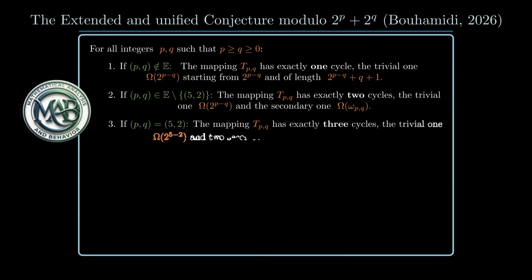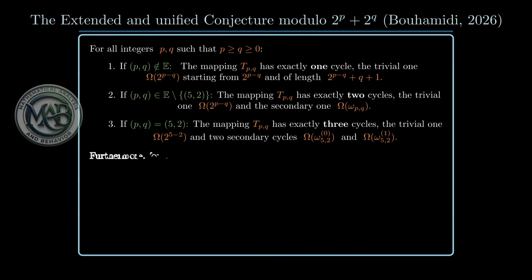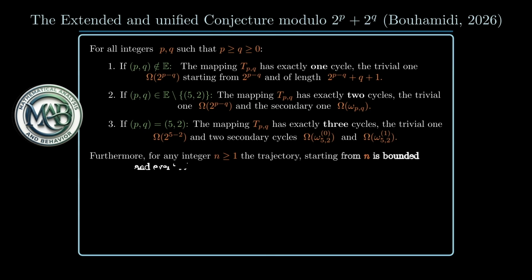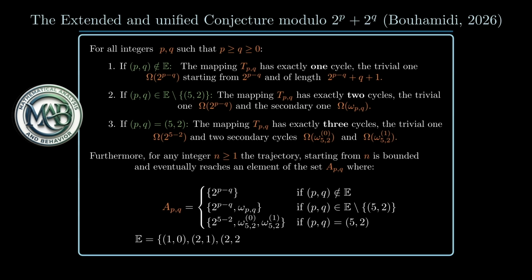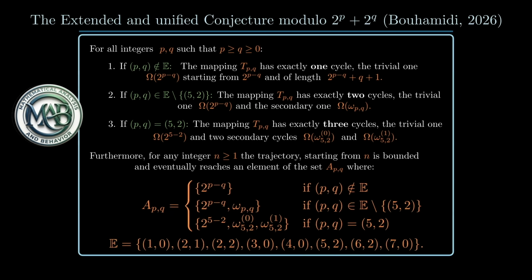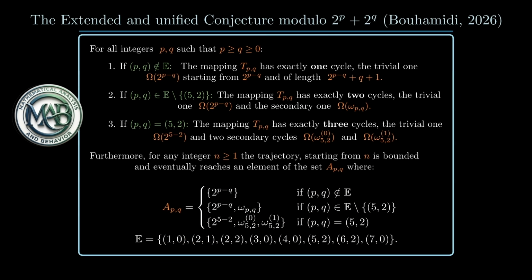Second, if the couple (p, q) belongs to the exceptional set E, and is different from the couple (5, 2), then the map T_{p,q} has exactly two cycles, the trivial cycle, and also a secondary cycle starting from the integer omega_{p,q}. And finally, the map T_{5,2} has exactly three cycles, the trivial cycle, and also two other secondary cycles. All the trajectories are bounded and eventually reach an element of the attractor set A_{p,q}.